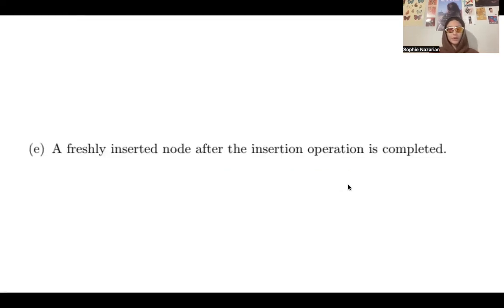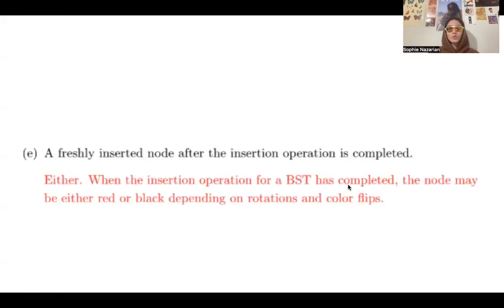And lastly, what about a freshly inserted node after the operation is completed? The key phrase in this question is after the operation is completed. If it was just asking what's a freshly inserted node, the answer would be red, right? But in this case, because it's asking after the operation is completed, we don't know how many rotations or color flips this inserted node is going to go through. So the answer is going to be either because you don't know, right?